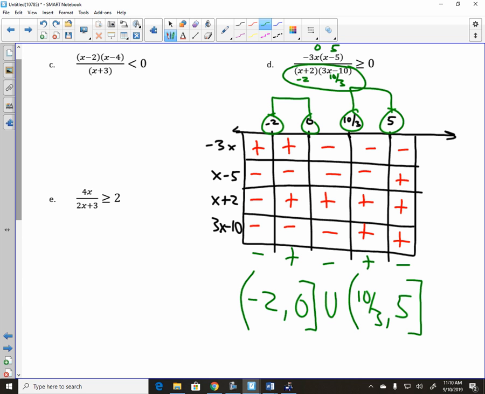If you plug negative 2 or 10/3 back in, you would get 0 in the denominator, correct? So they can never be part of the solution set, even if it says equal to. You can't include them. See that? A little tricky, huh?